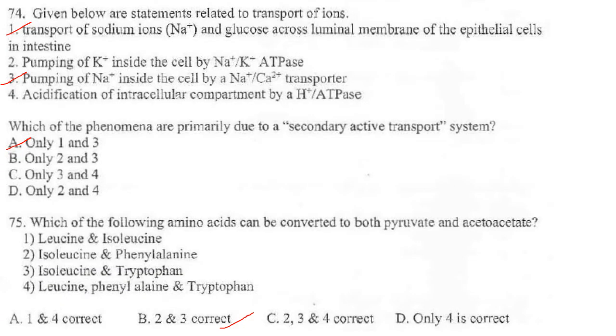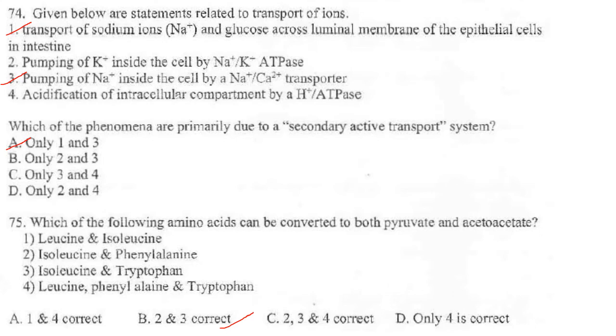Then given below are statements related to transport of ions. So transport of sodium ions and glucose across the luminal membrane of the epithelial cell in intestine, pumping of K positive inside the cell by Na plus K plus ATPase, pumping of Na plus inside the cell by a Na plus Ca plus transporter, and acidification of intracellular compartment by a H plus ATPase. Which of the phenomena are primarily due to secondary active transport system?